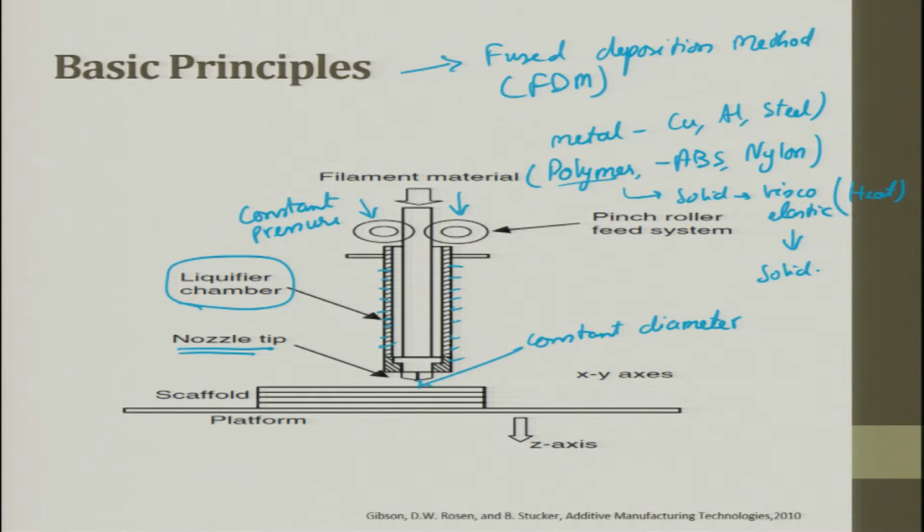And now what you do is you try to move the table in x direction and y direction, so you get a single layer. And once the platform is pulled down by one layer thickness, then in the z direction you try to construct an object. So the object is called a scaffold. So please keep the analogy of icing and then start doing it.